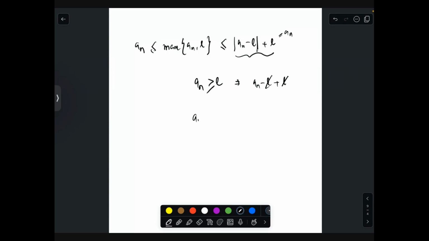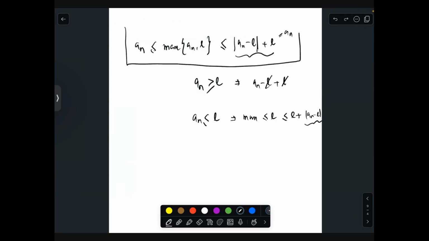But if an is less than L, you know that the maximum of an comma L is less than equal to L, right? Which is less than equal to what? L plus something positive, mod of an minus L. But the good thing is that an minus L is going to 0. That's what I'm using now. So I have now got a sandwich theorem out here.